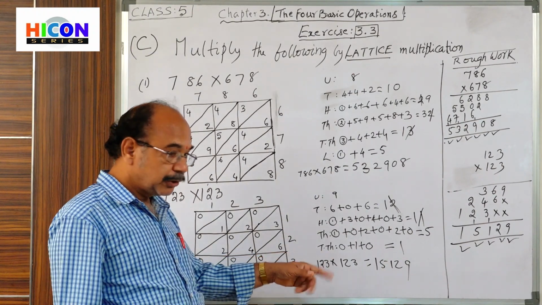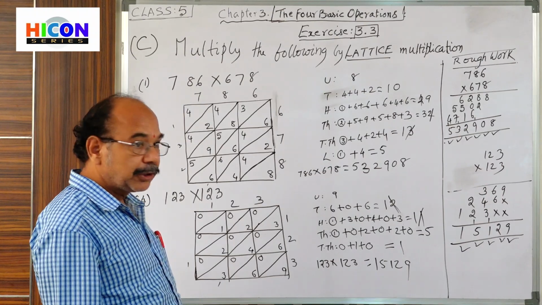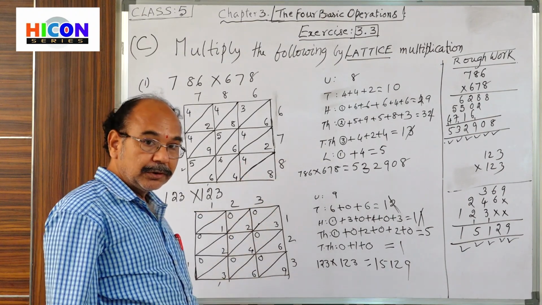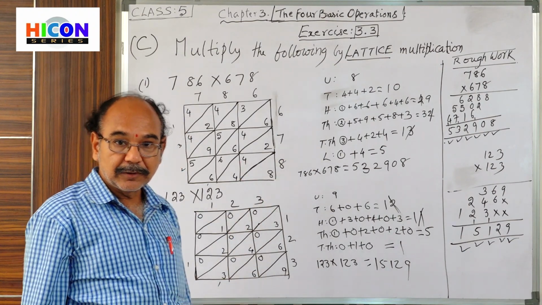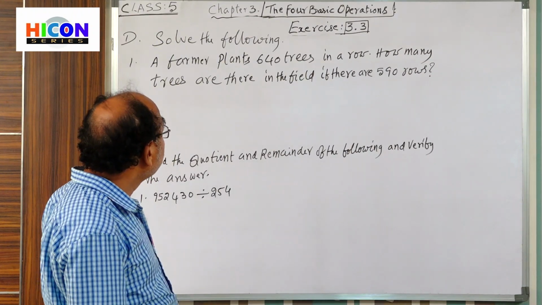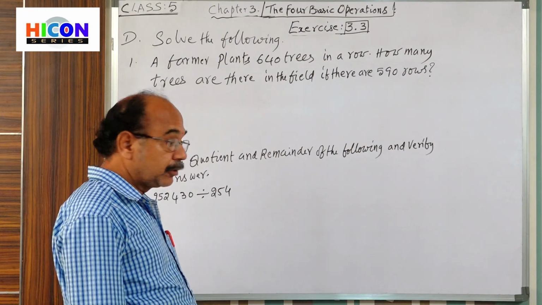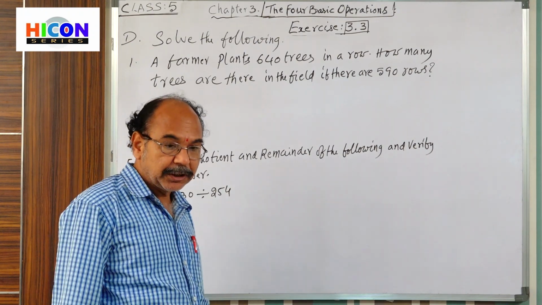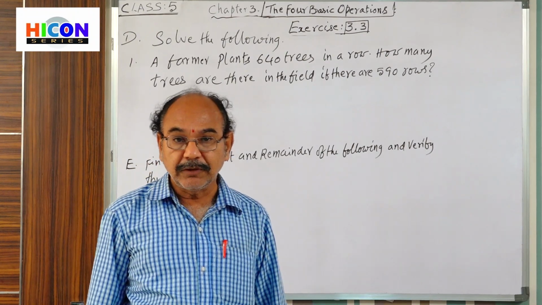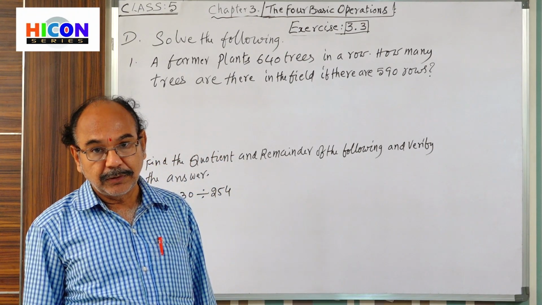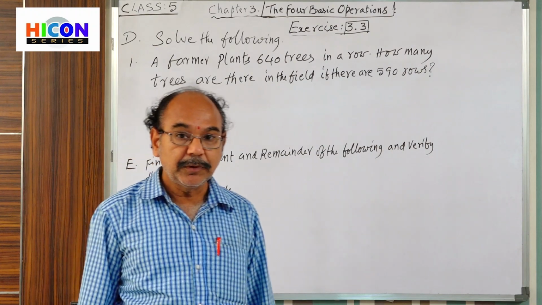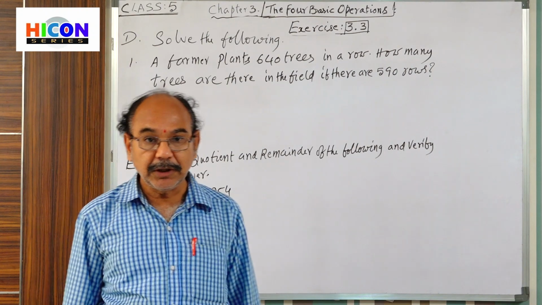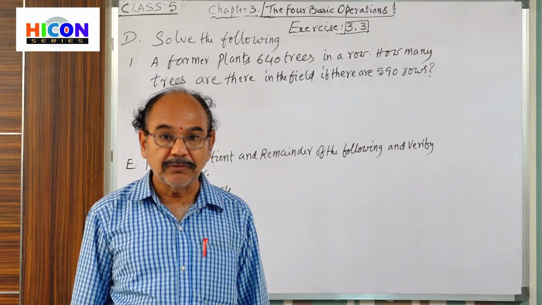Like this, we show the lattice multiplication. On the lattice multiplication, I explained two problems. The remaining sums you practice. Okay, children, under section D, there are 3 working sums. One sum I will teach you how to solve by writing steps, so with the help of this, you can solve the remaining 2 sums in your homework.